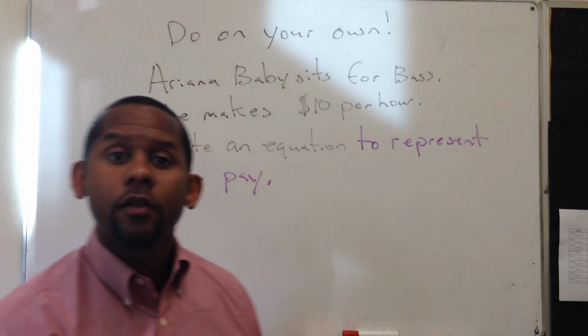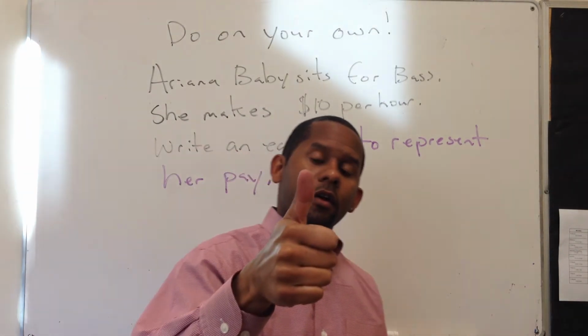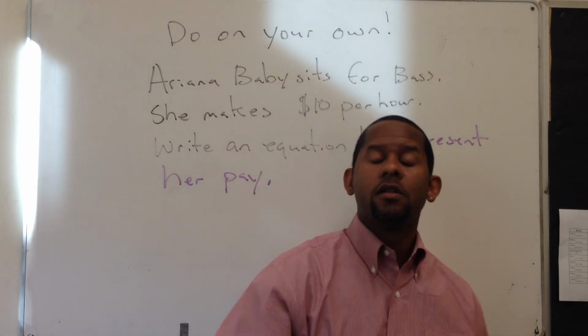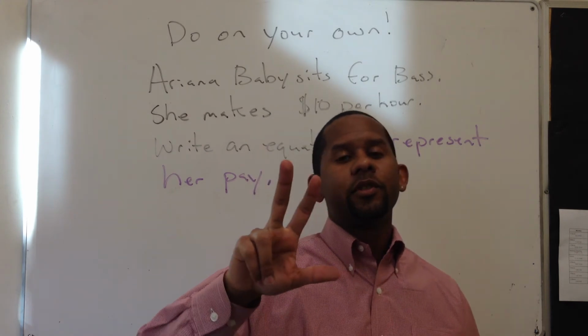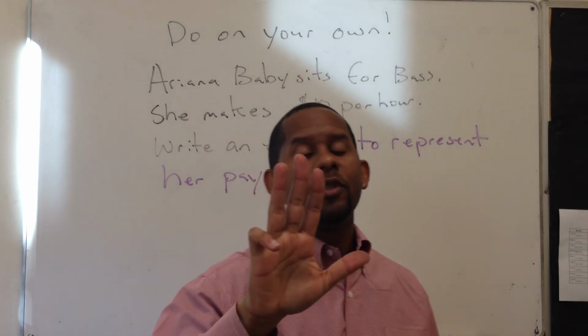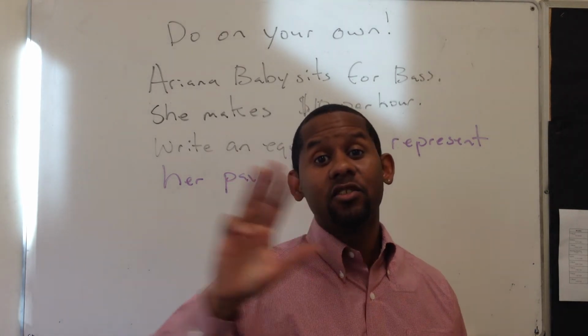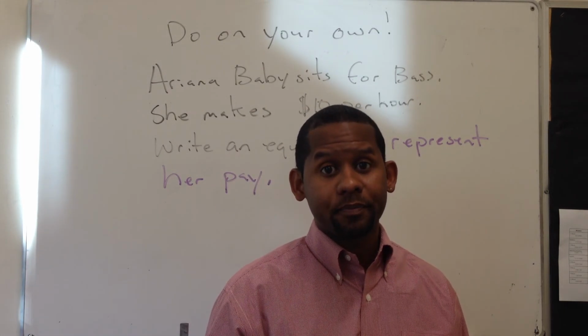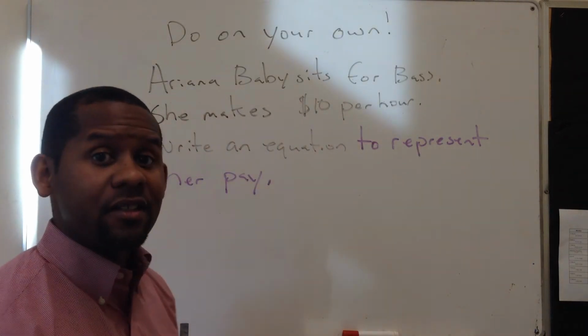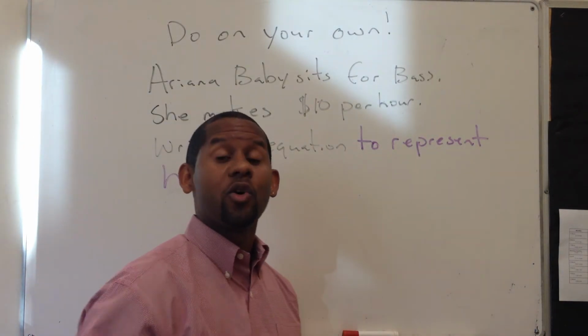Okay? So follow those steps. Make a table. Find a rate of change. Set up your equation with just y, x, and the rate of change. Decide if you need to add or subtract anything to that equation to make it work. It's a 4-step process. That's it for today. Do this on your own.